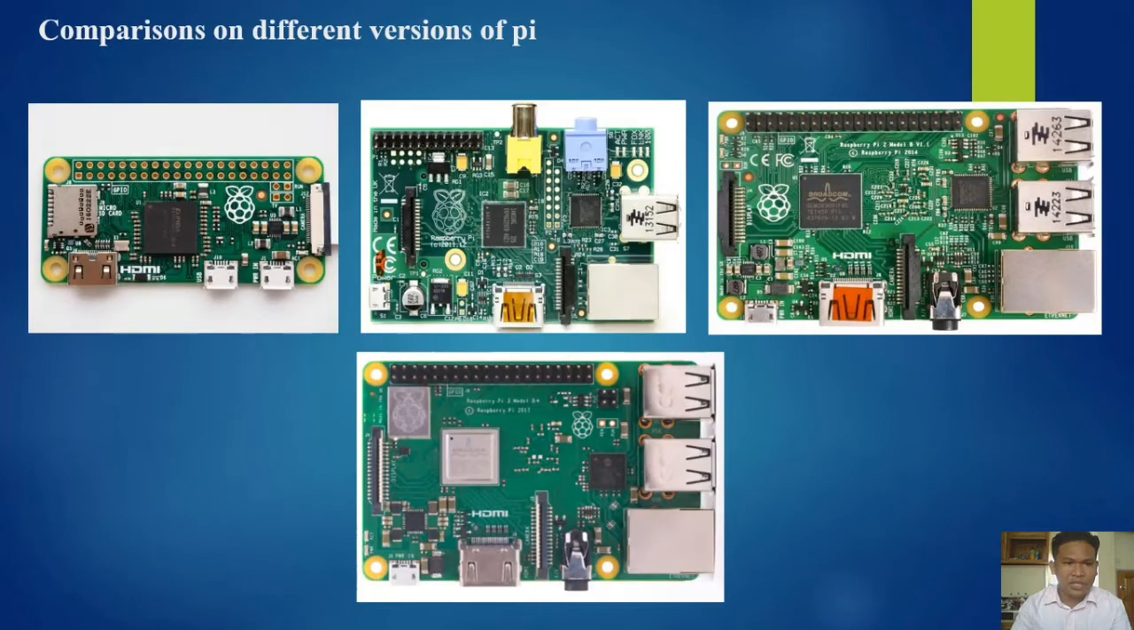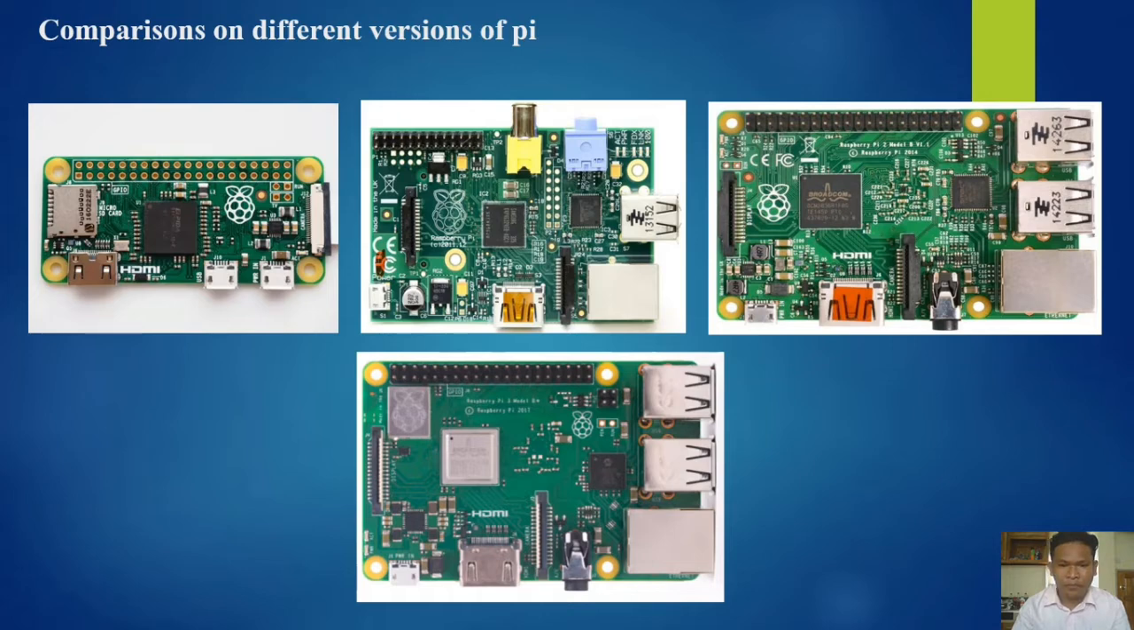Comparisons of the different versions of Raspberry Pi: Raspberry Pi 0, Raspberry Pi 1, Raspberry Pi 2, Raspberry Pi 3. The logo and the processor of Raspberry Pi 0, 1, 2, 3 are not the same.